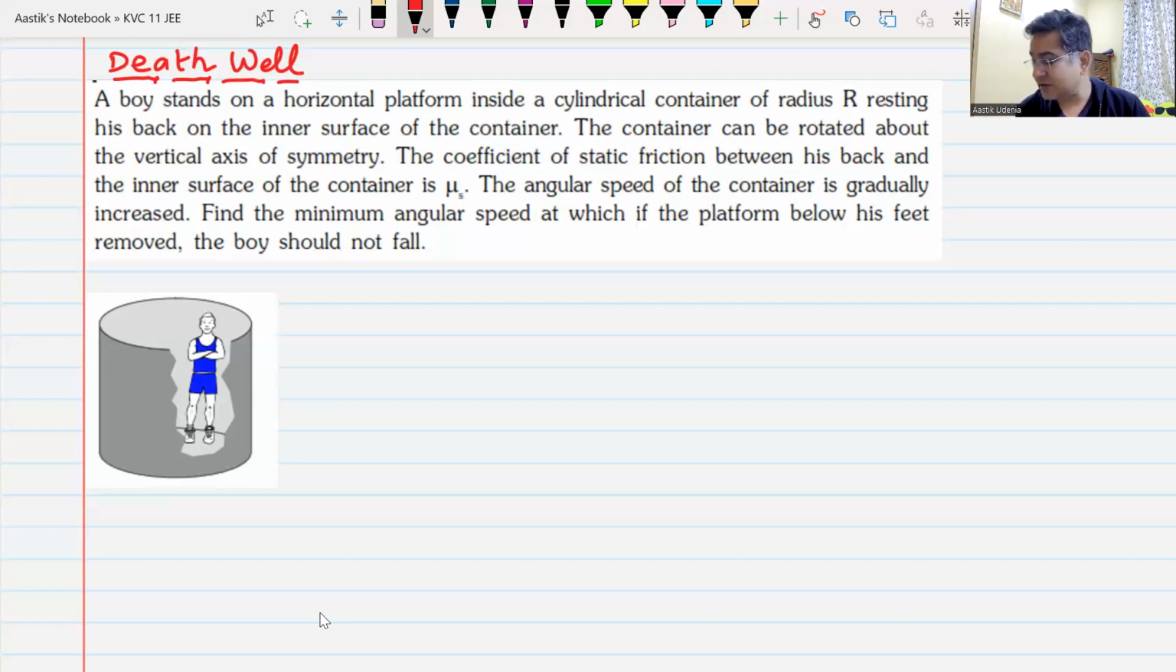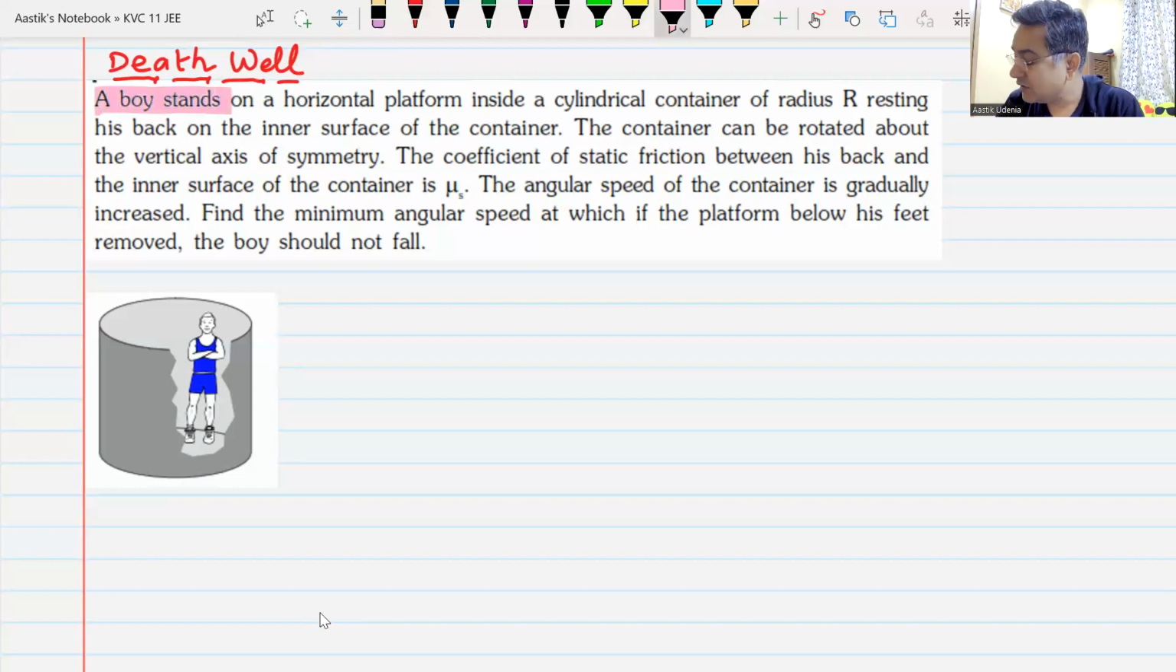So what is in a death well? In a death well, what happens? You have a cylindrical box, and a boy or a man is like, he's not glued to the wall. He just is sticking. He just is in contact with the vertical wall of the cylinder, and then the cylinder starts to rotate.